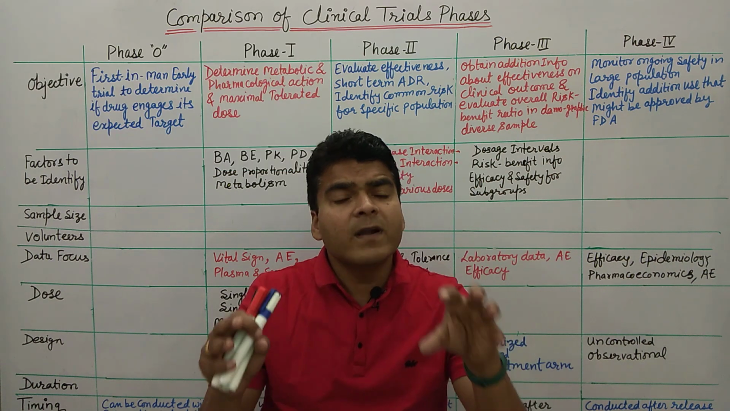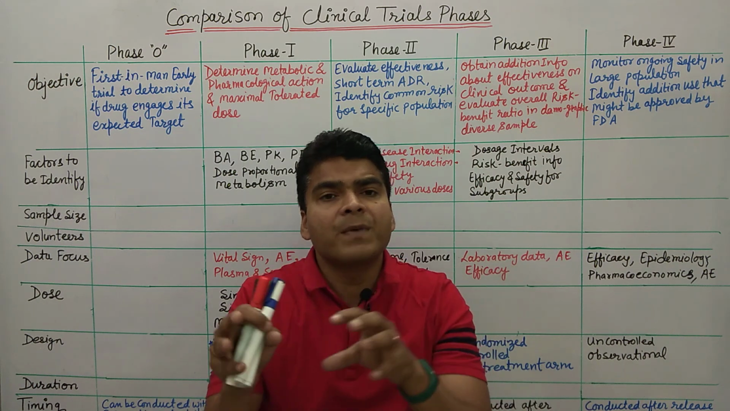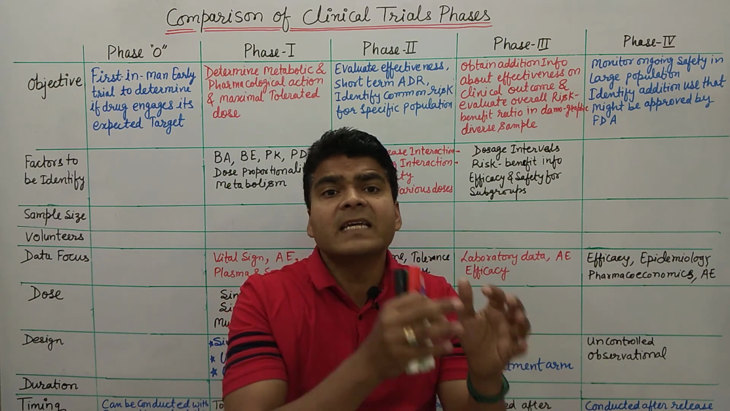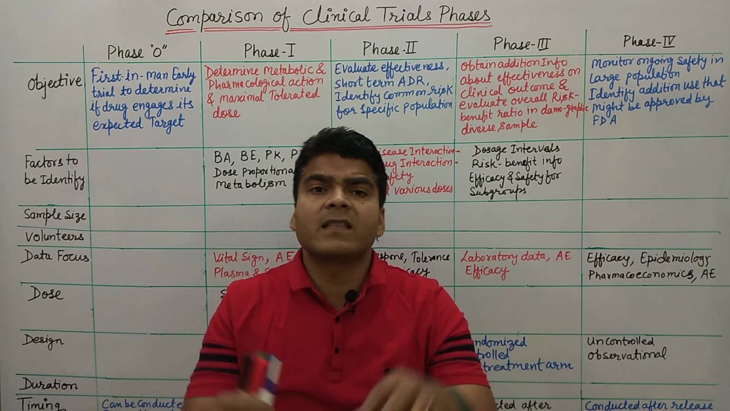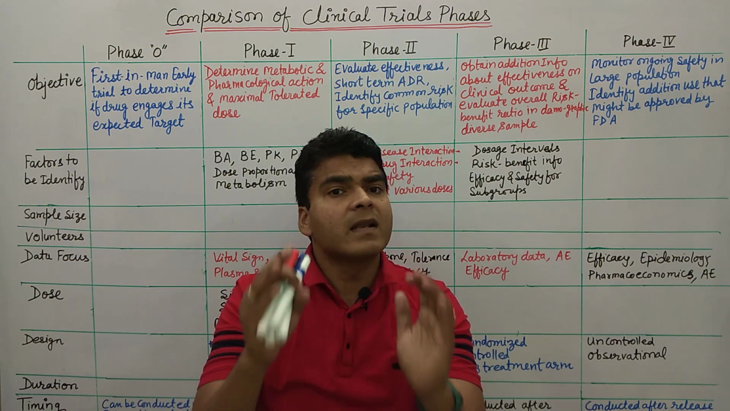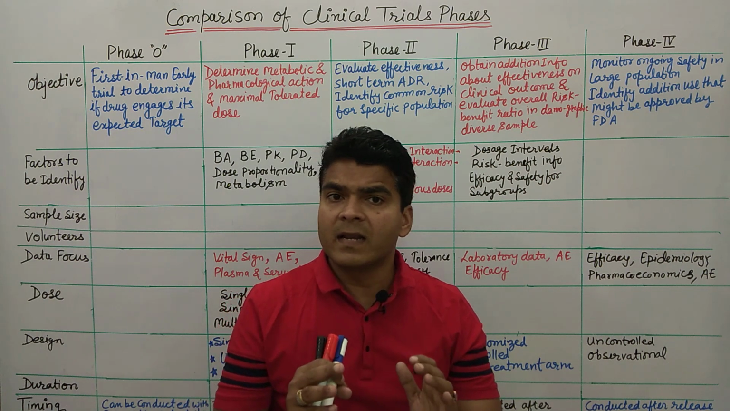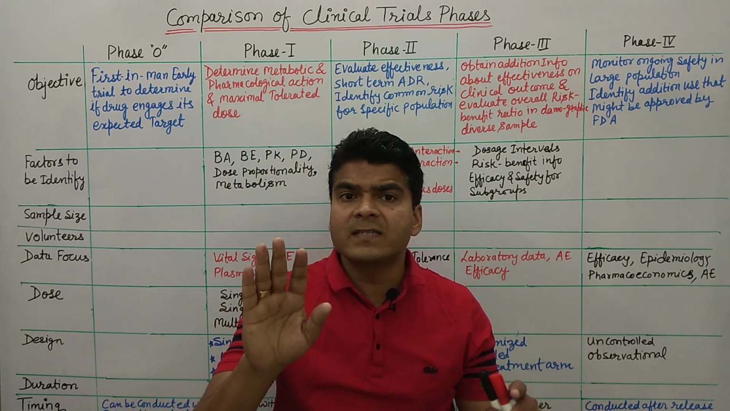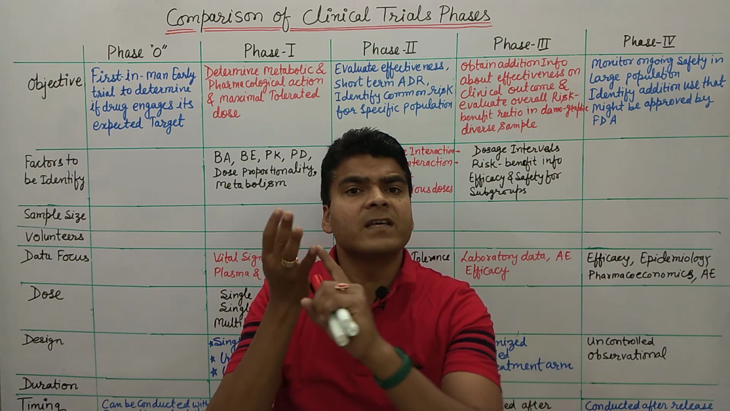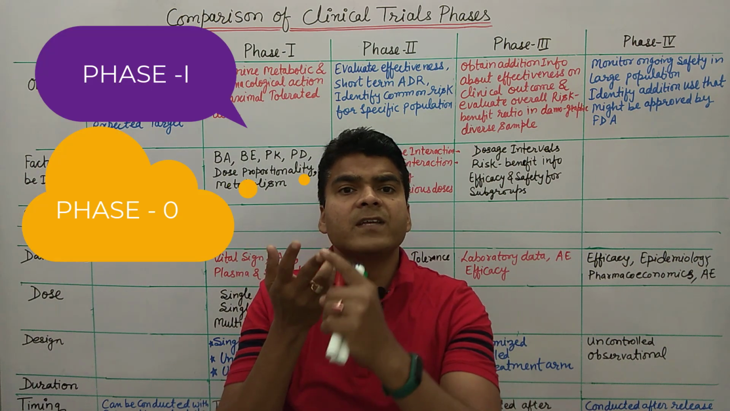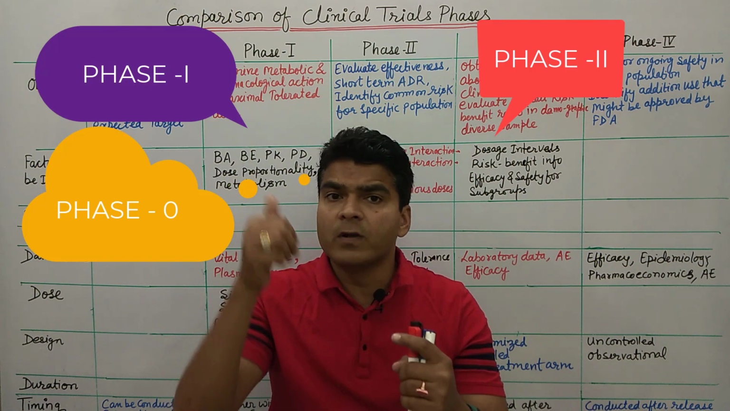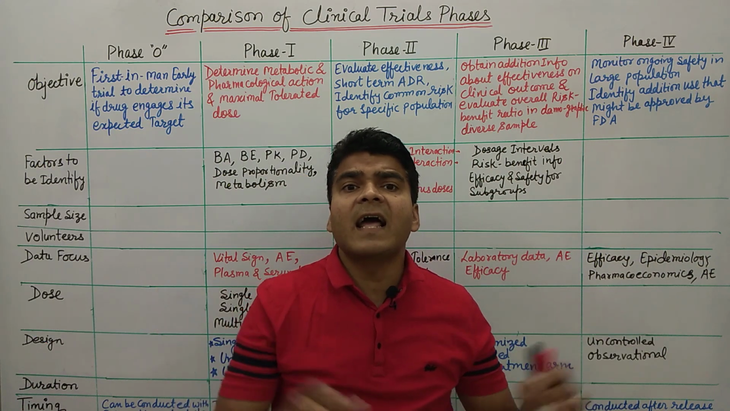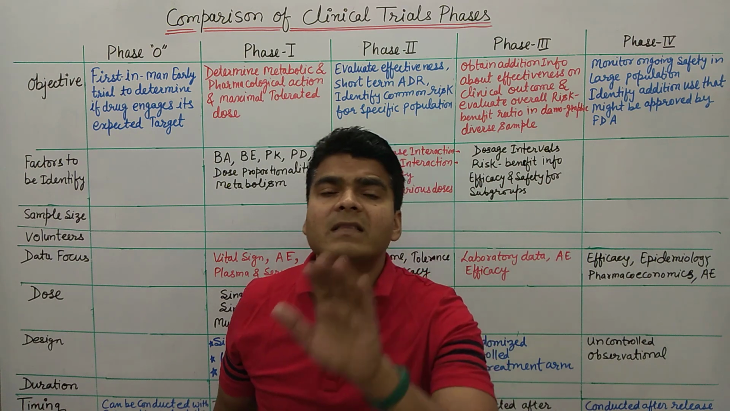So the trial that is performed on humans, from which a lot of data about the new drug is identified, that trial we call a clinical trial. Clear everyone? So this clinical trial is divided into 5 phases. Those phases are phase 0, phase 1, phase 2, phase 3 and phase 4. One by one we will discuss each and every trial and we will compare all these trials.